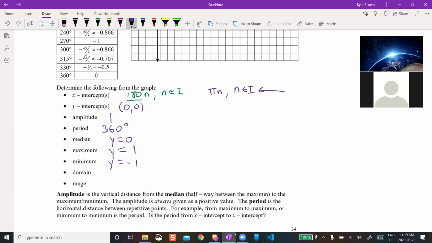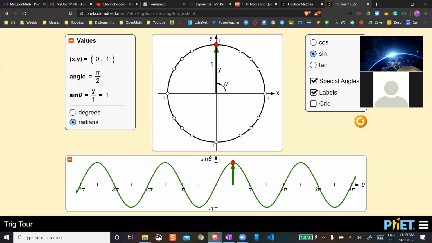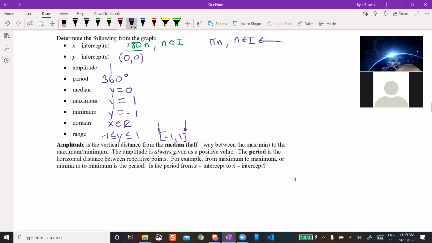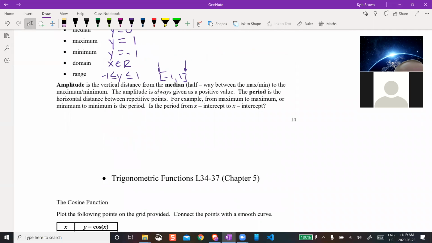All right, so the domain of these graphs actually extends forever, right? You can see the arrows at the ends of these things. They can go on and on and on forever. So we just say x is a member of the real numbers. And then your range, well, y has to be greater than or equal to -1 and less than or equal to 1. Or written in interval notation would be [-1, 1], right? With the square brackets because it's also including both those numbers. So the thing to notice here, the amplitude is the vertical distance from the median, halfway between the max and min. I kind of explained everything there.